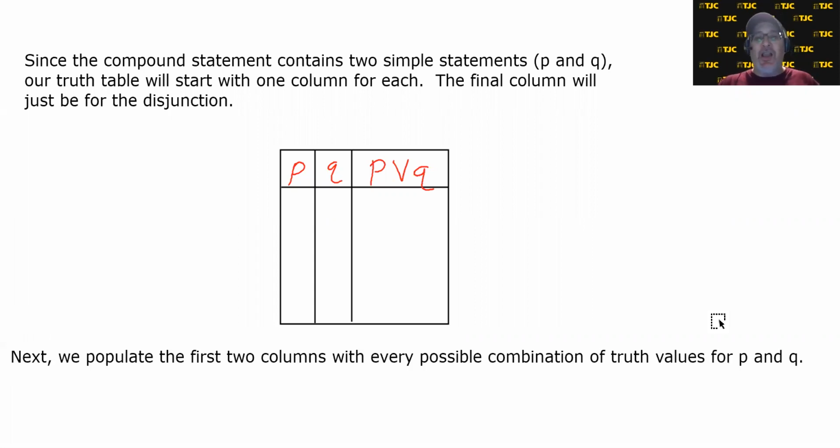Next, we populate the first two columns with every possible combination of truth values for P and Q. As I said in the previous video, I will always use the same order here. Either both of these statements are true, or P is true and Q is false, or P is false and Q is true, or they're both false. Technically speaking, these rows don't have to be in any particular order, but I will always start them the same way, especially because the homework platform for the class I'm teaching right now always lists the rows in that order when students are asked to complete a truth table.